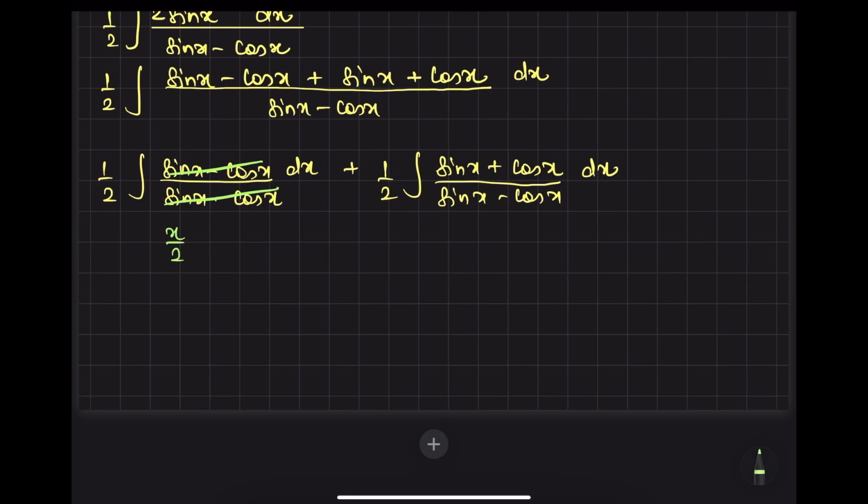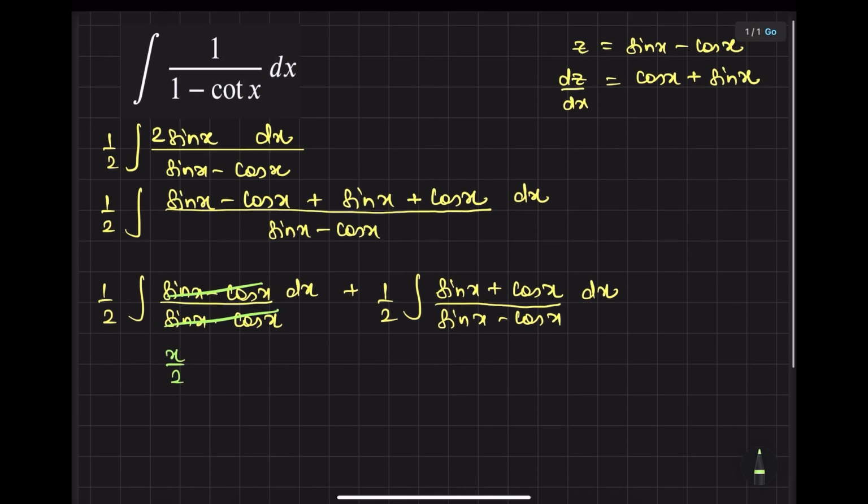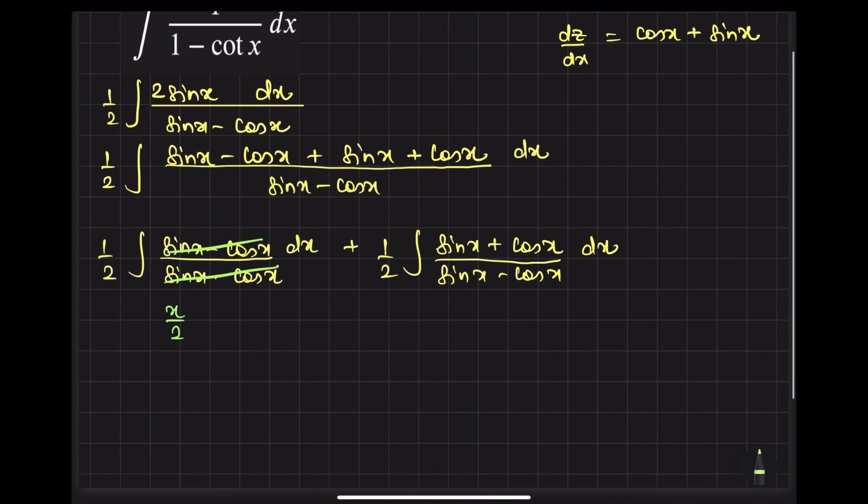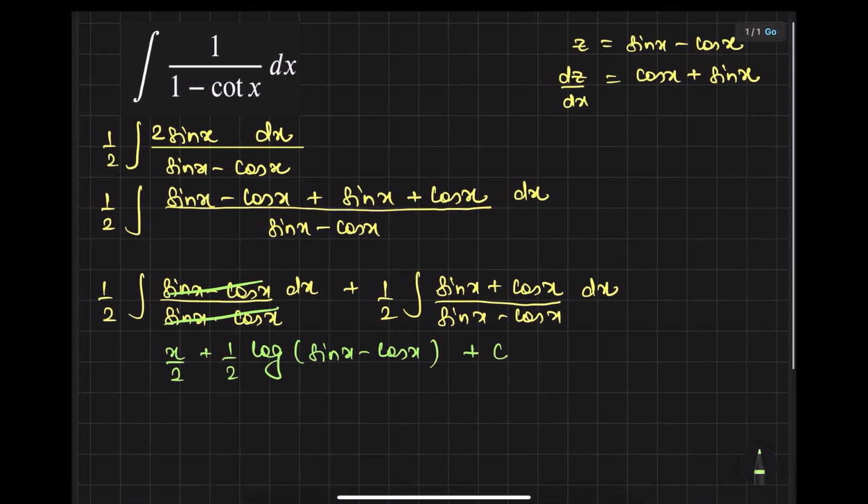Now you know that the denominator has been taken as z and the numerator becomes the differentiation of the denominator. So it will become plus 1 by 2 log z. Who is z? Sin x minus cos x, plus integration constant c. So the integration of 1 by 1 minus cot x dx is x by 2 plus 1 by 2 log sin x minus cos x. I hope the idea is clear and you guys can handle similar situations.